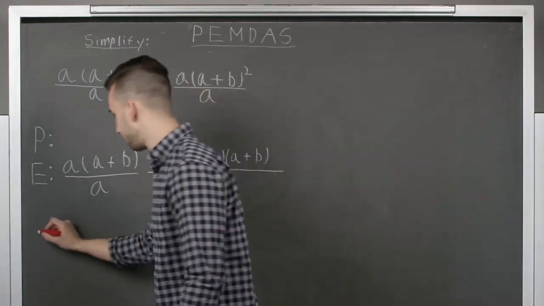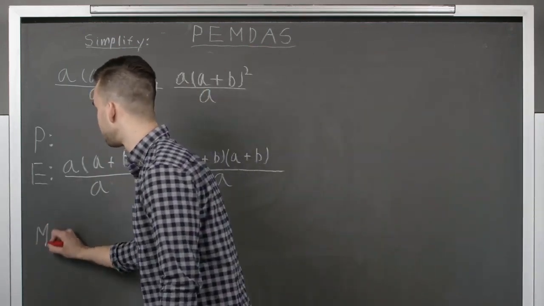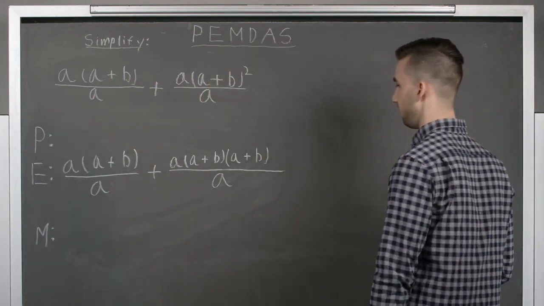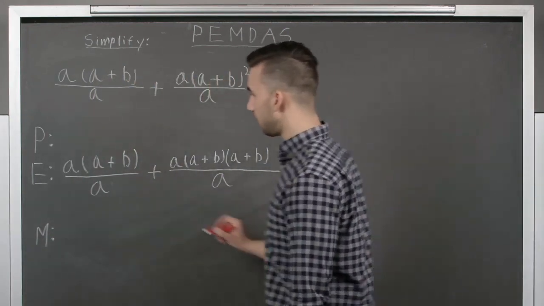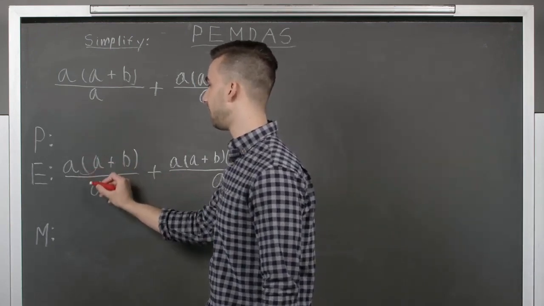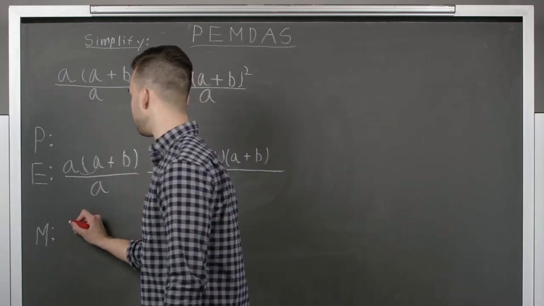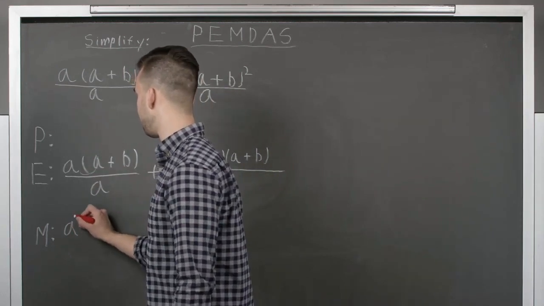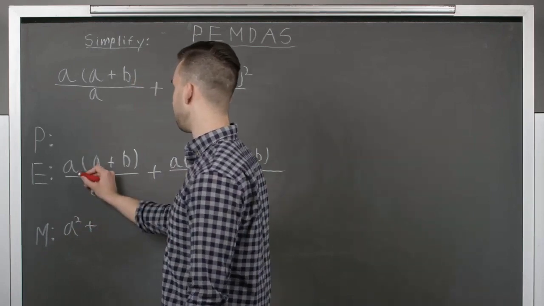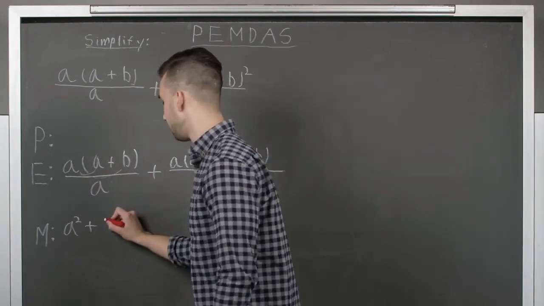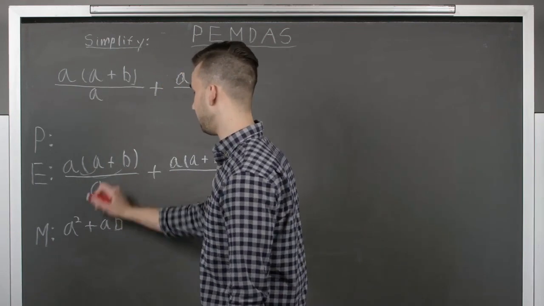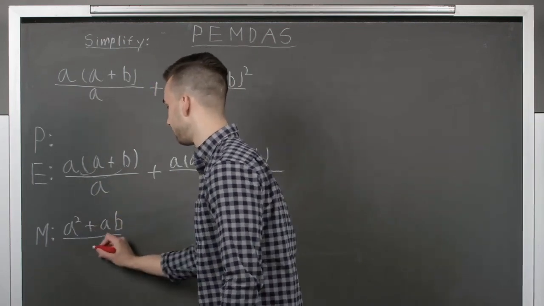So M. And we have a lot of multiplication we can do, so this is great. What is A times A plus B? We do A times A first. So A squared plus A times B plus AB, and then all over A, right?